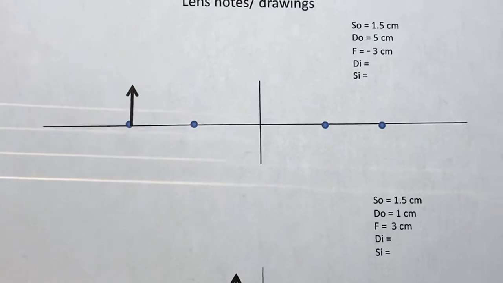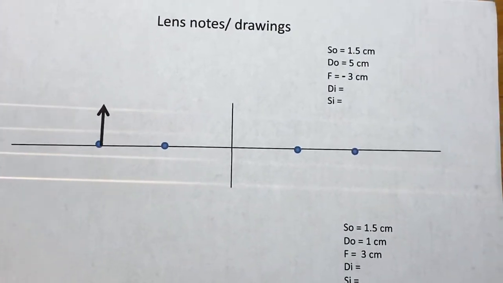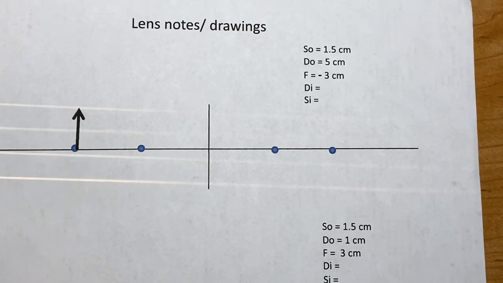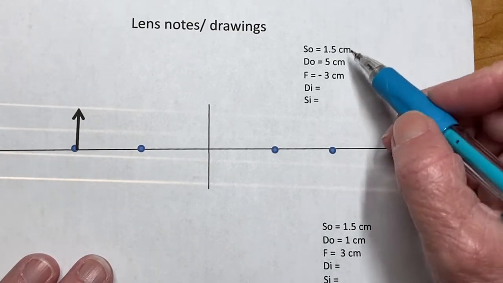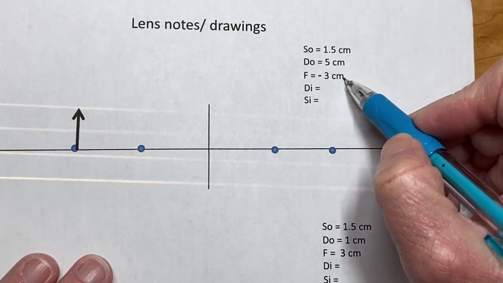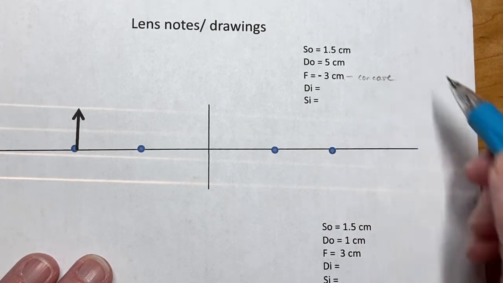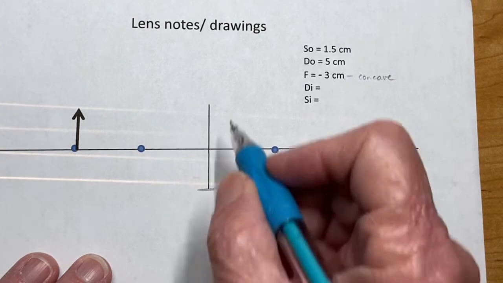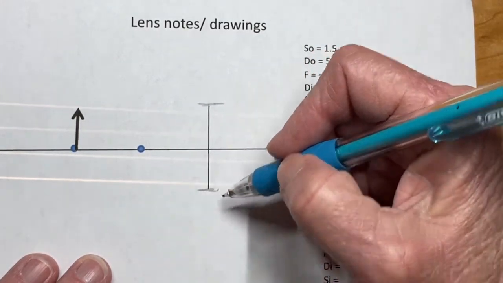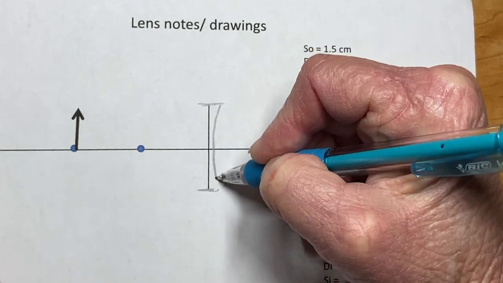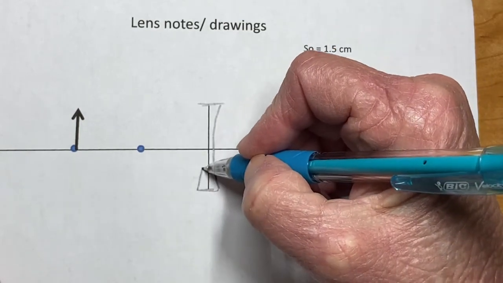All right, let's do some drawings. So we're going to use slightly different rays here. I've purposely left out the lens because I want you to sketch it in from the information. So in this here, I see that the focal length is -3. That means concave. So I'm going to draw this. Draw it in the best you can.